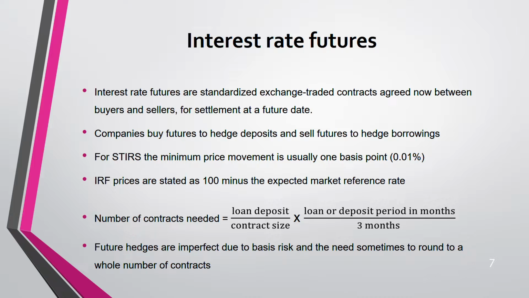Why? Theory. For a theory question, they will ask you this. Why are futures hedges imperfect? Why are they not so viable? Why would you not suggest them? That time you can give these two reasons. One is because of basis risk. The other one, because you have to round to a whole number of contracts. Because of these two reasons, futures hedges are imperfect. I'm assuming if a question comes like this, it will be around 4 to 5 marks. So explain these 2 points. That's enough. Because wherever theory can come, I have included that also.